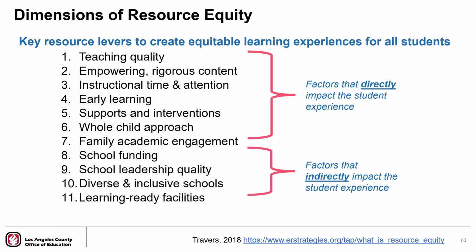Jonathan Travers, as I mentioned, explored 11 dimensions of resource equity and developed a set of diagnostic questions that can help systems self-assess. He classified dimensions 1 through 7 as factors that directly impact the student experience and 8 through 11 as indirect impacts. The 7 factors that directly impact student experiences include teacher quality, early intervention, and family academic engagement. The factors that indirectly impact student experiences are also listed on this slide.